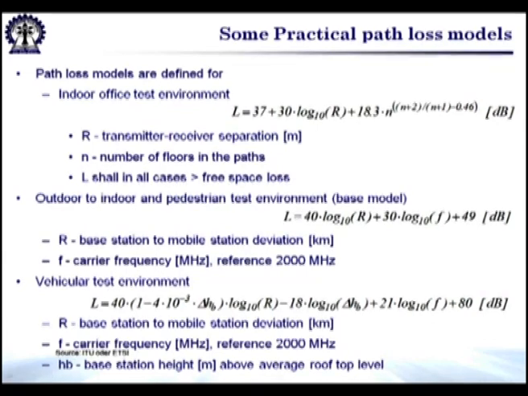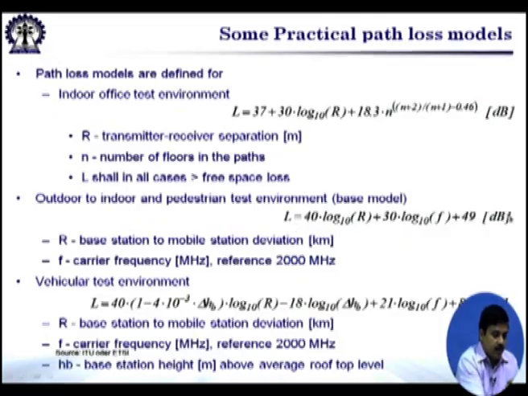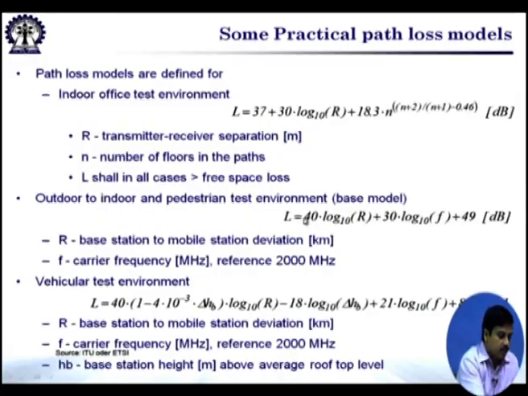If we move on to the next one, the outdoor to indoor and pedestrian test environment model, the loss expression, again in dB, would be given by this particular expression, where we can see the path loss exponent is 4, and there is 4 times 10, which is 40 log base 10 of R plus 30 times log base 10 of F. So, this model captures the frequency of operation, plus there are fixed losses which could be due to antenna and coupling and many other scenarios.